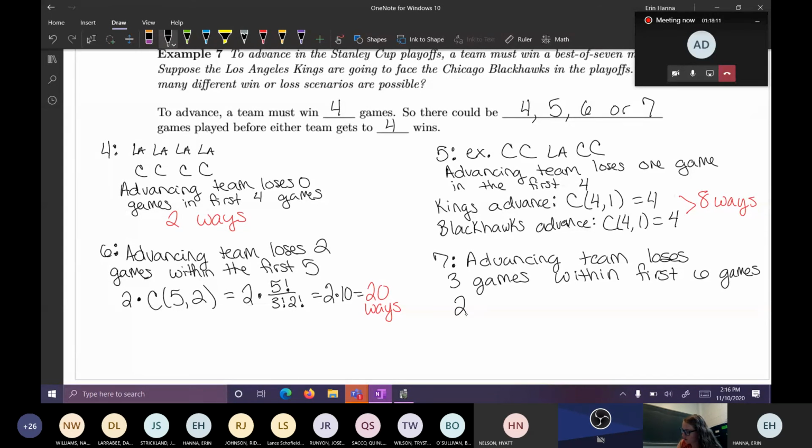Now again, there's 2 teams that could advance, so there's 2 options. But then if we think about it as choosing the games that are lost, we're doing 6 choose 3. So 2 times 6 factorial over 3 factorial times 3 factorial. So 6 times 3 gives me the first 3, and then the other 3 just comes from the remaining factorial. That's going to be 20.